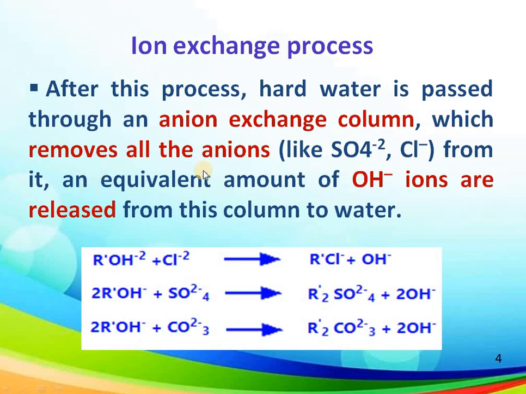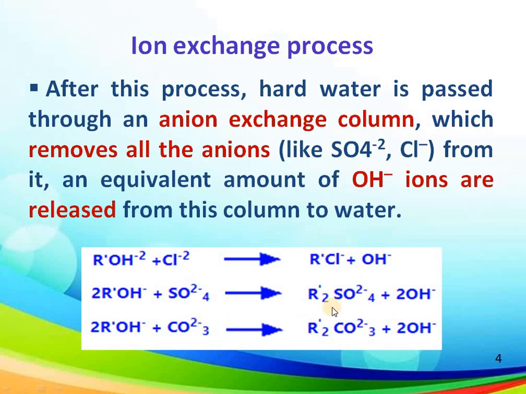These chemical reactions occur in the anion exchanger column. When the water is passed through the anion exchanger bed, it removes all the anions like sulfate, chloride, bicarbonate, and carbonate. An equivalent amount of OH minus is released from the column. So these chloride and sulfate ions are trapped by the anion exchanger resins, and only OH minus ions are released.